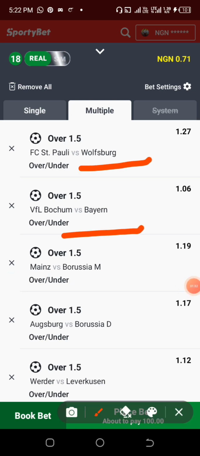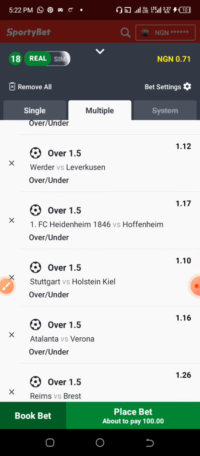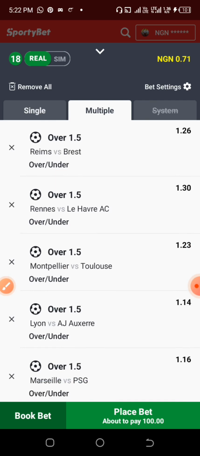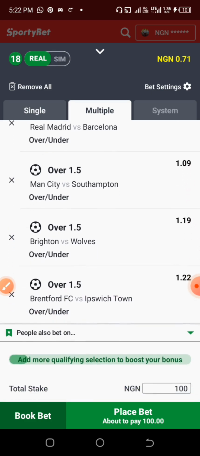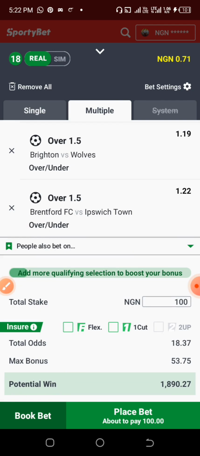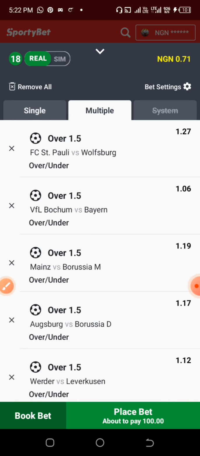Some are from the German league, and we know that in German games most times they score goals very well. But I have a mix of League One games too, and also some La Liga games and England games. So we have all our over 1.5 goals at odd of 18 odd. Now let's go for the first game and start the process. It's a very simple method.